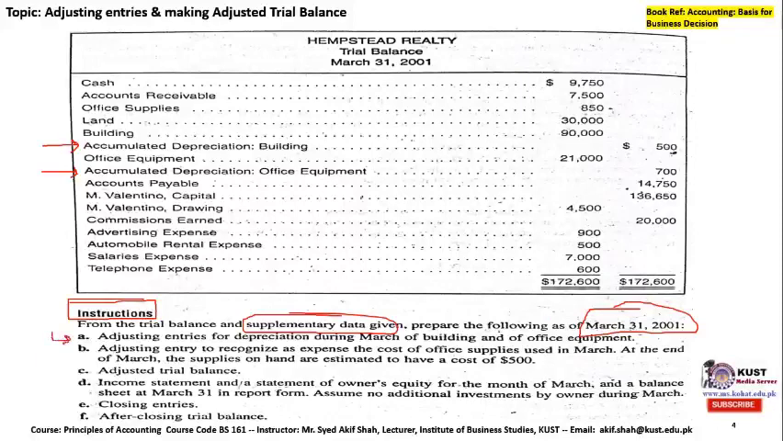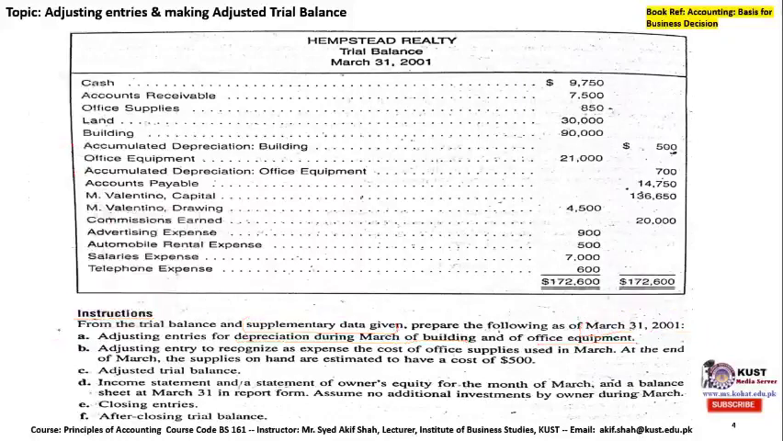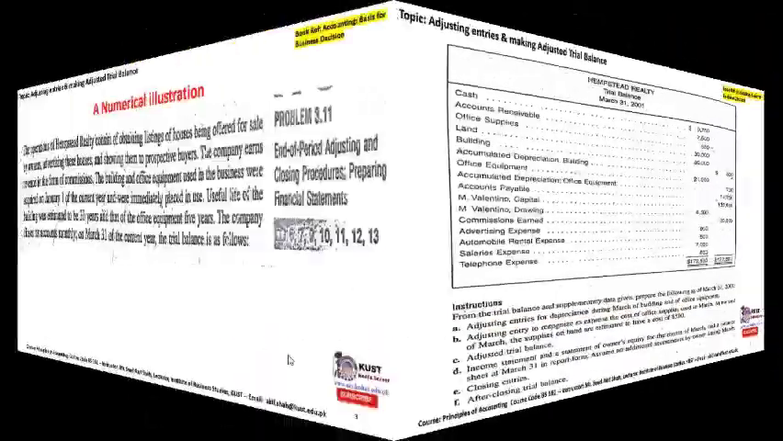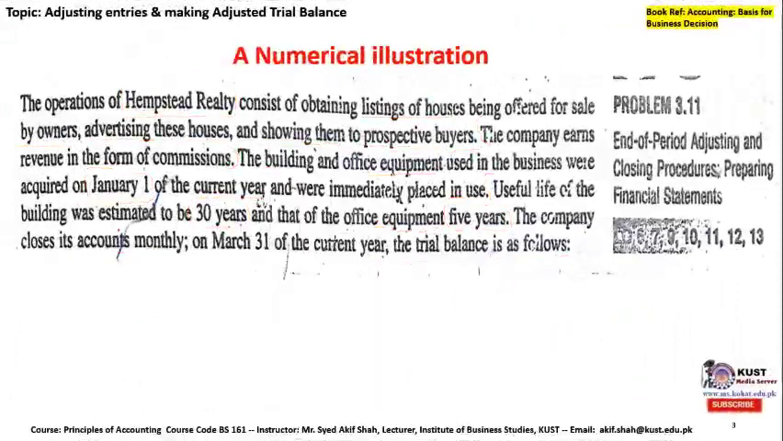The instruction asks us in instruction number A to make the adjusting entry for depreciation during March, as the company closes down its account on a monthly basis. So therefore we have to charge the depreciation each month on the building as well as on office equipment. So the first instruction is asking us to have the adjusting entries related to the building and office equipment. Let's go back and see that the company states that it closes down its entries monthly. So the company closes down its account monthly, so therefore we have to perform the monthly adjusting entry.